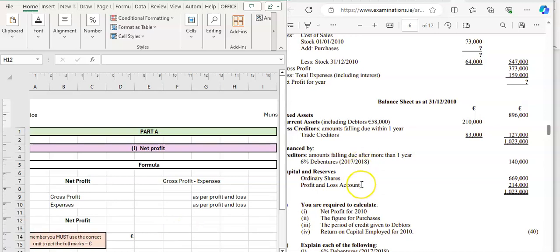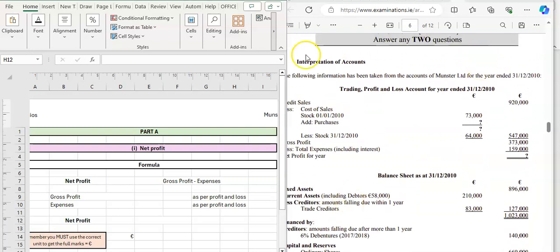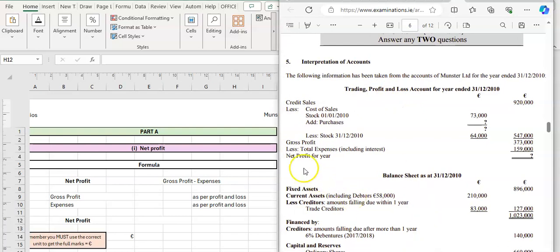Okay, so let's have a look at Munster 2011 Ordinary Level Question 5 and look at the first adjustment for the net profits. It's asking you for the net profit for 2010. So the net profit is using our trade and profit and loss account. Our net profit is at the very end.